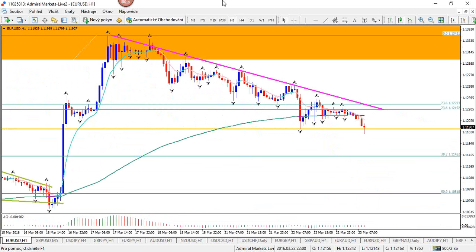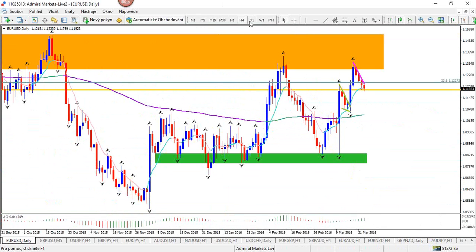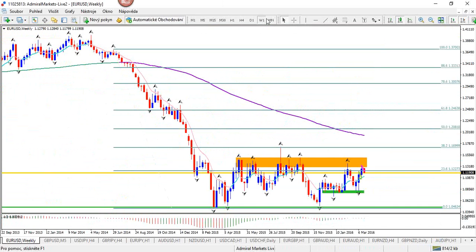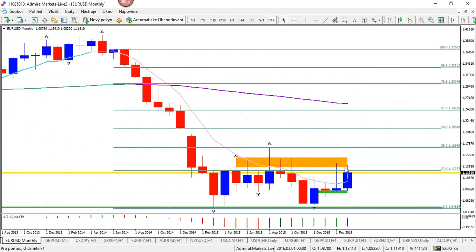All right, so that's about it, I guess. I mean, we looked at all the time frames. I think there's really not much to add. Of course, interesting enough, the monthly candle is approaching last month's high, so it's going to be interesting to see how far it will bounce off that resistance zone that is on this chart indicated by orange.